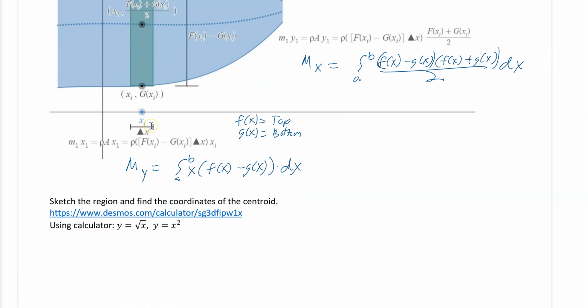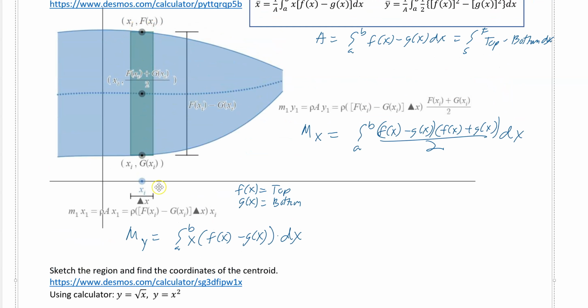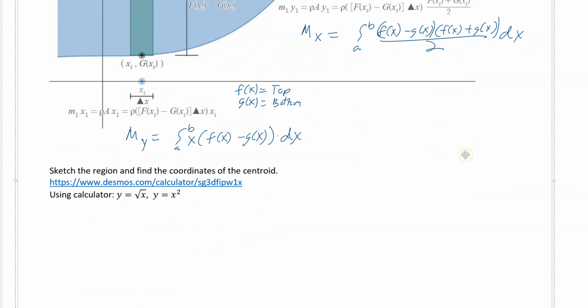All right, so let's try one. So again, the whole thing is based on this rectangle. You need to draw it now because we need to see which one is the top function, and that's the one we call f, and which one is the bottom function, and that's the one we call g, and then we can just plug them in.